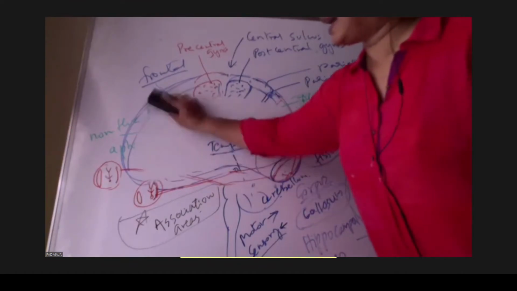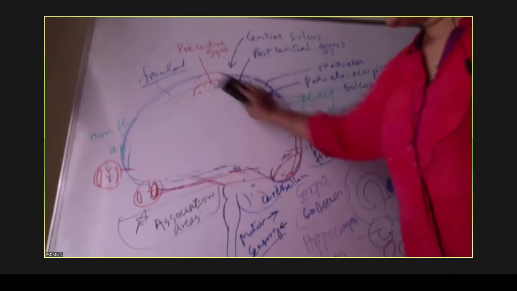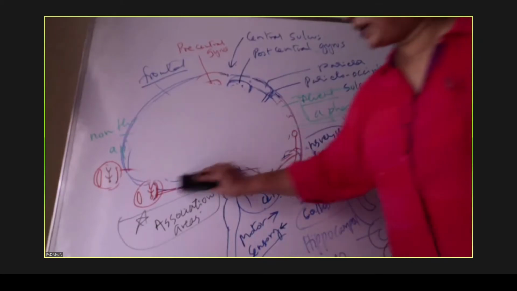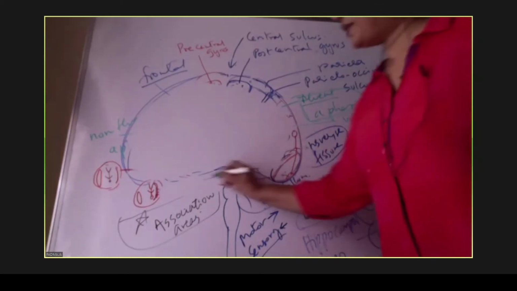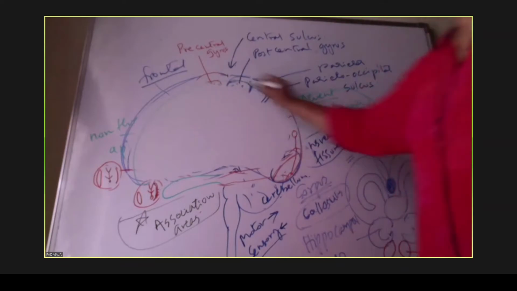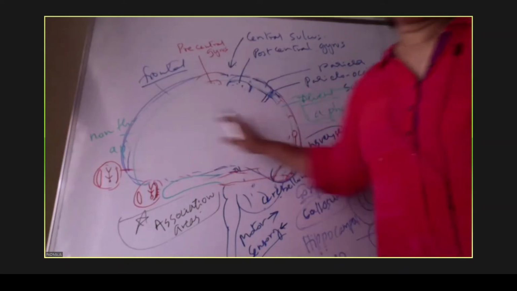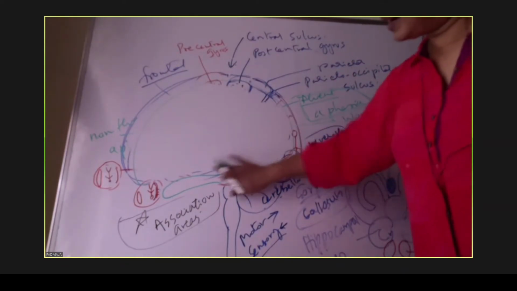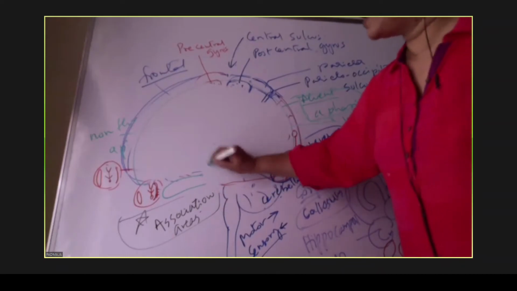Now in the next class we will continue with the next part. We are already done with the olfactory lobes and all points related to the cerebrum, and tomorrow we will discuss the diencephalon.